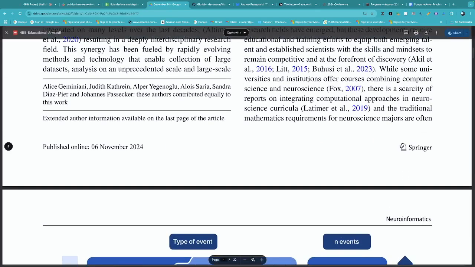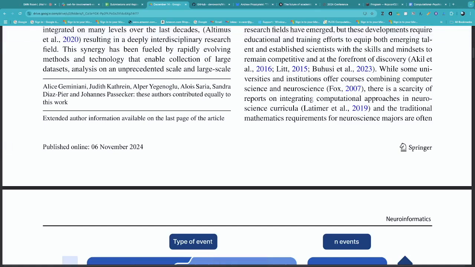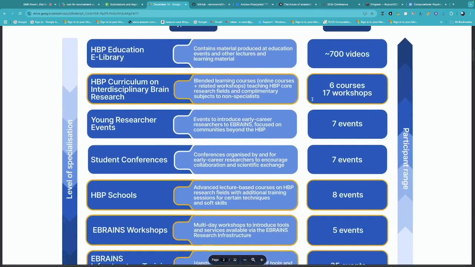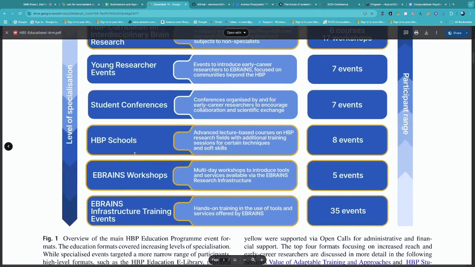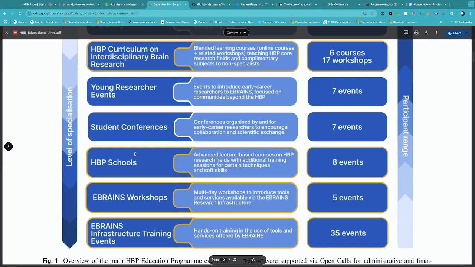While some universities and institutions offer courses combining computer science and neuroscience, there is a scarcity of reports on integrating computational approaches in neuroscience curricula. And the traditional mathematical requirements for neuroscience majors are often lacking in their ability to allow people to analyze big data sets and other things that are needed. So this is really kind of the idea here.